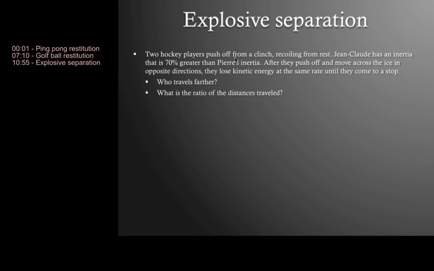In this problem, we have two hockey players pushing off from a clinch, recoiling from rest. So initially, we have our two guys, Jean-Claude and Pierre. Let's just call this guy Jean-Claude and this guy Pierre, and their velocities are 0.